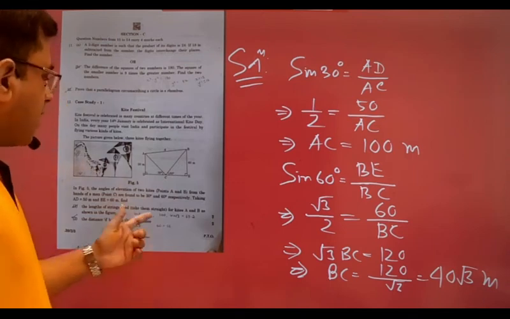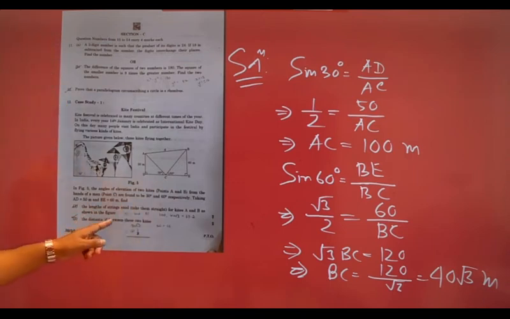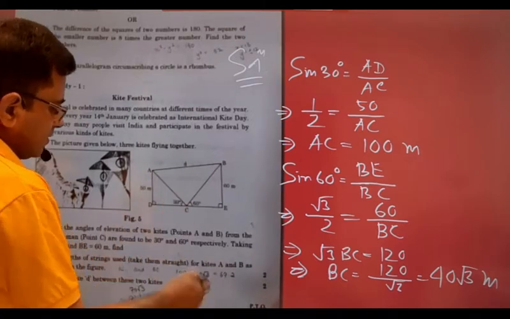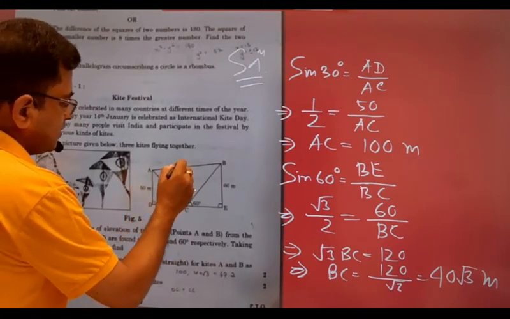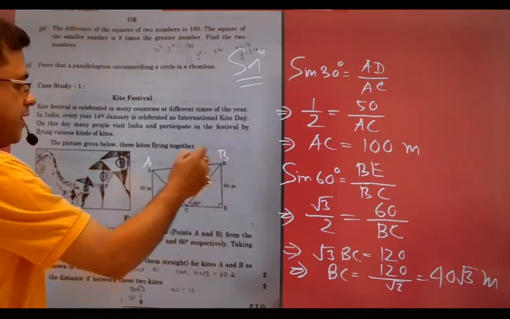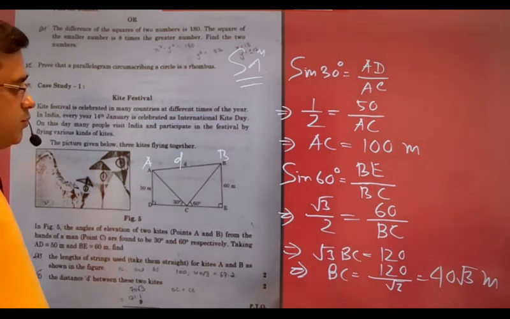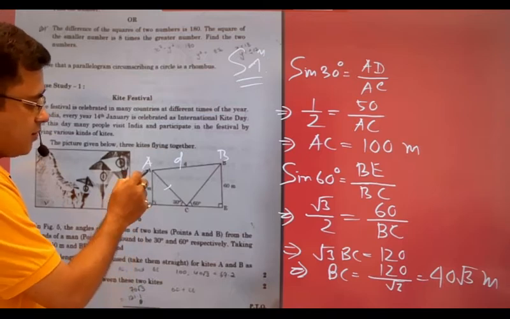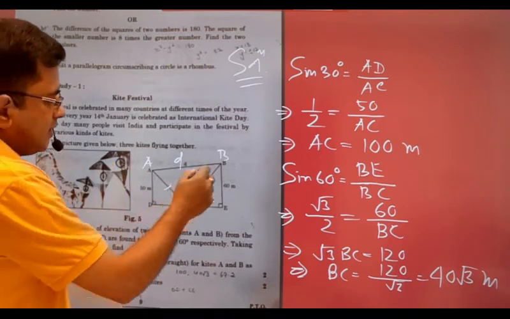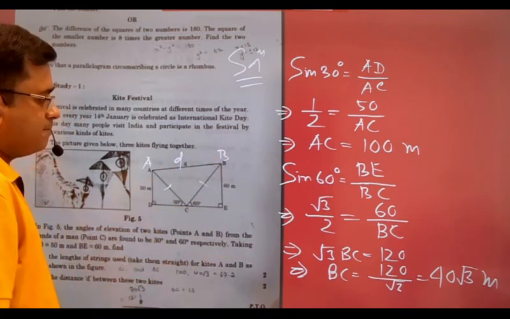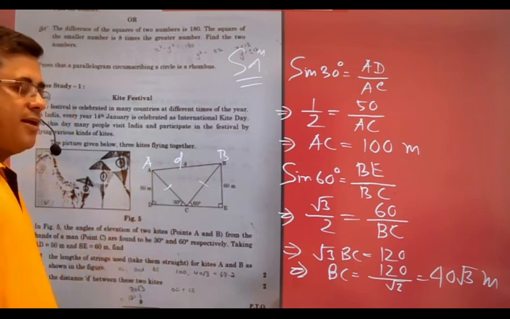Now in the second part of the question, you need to find the distance D between these two kites. This is the distance D. This is kite A, this is kite B, and you need to find the distance. You know the length of AC, the string of kite A, and the length of the string of kite B, as we have derived. This triangle is a right angle triangle.